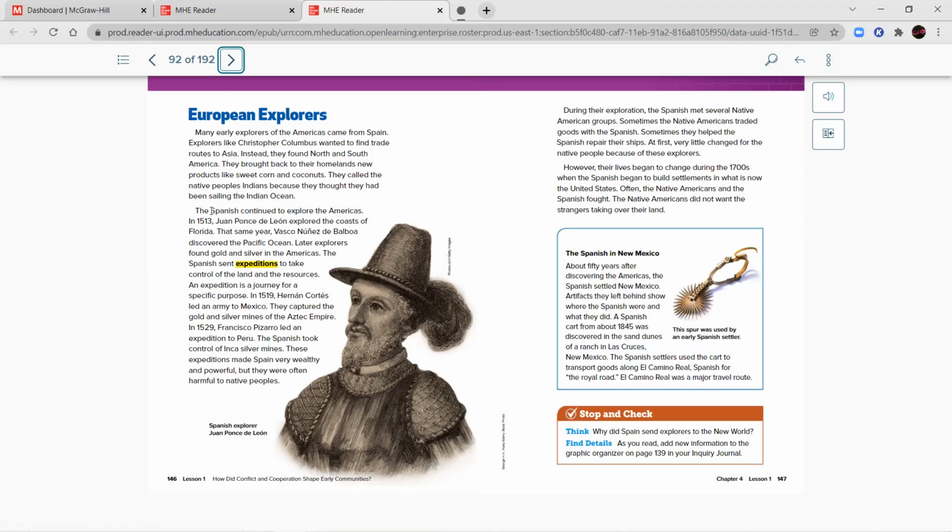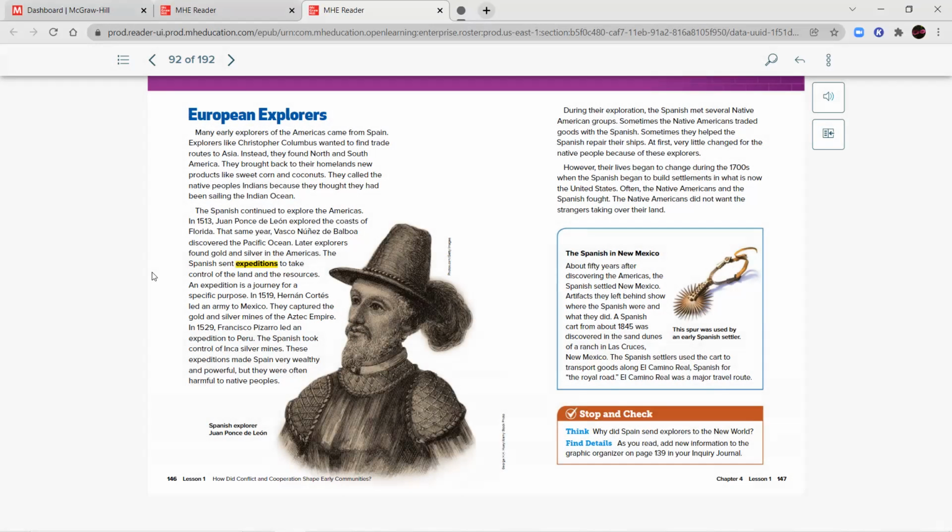Many early explorers of the Americas came from Spain. Explorers like Christopher Columbus wanted to find trade routes to Asia. Instead, they found North and South America. They brought back to their homelands new products like sweet corn and coconuts. They called the native people Indians because they thought they had been sailing the Indian Ocean.